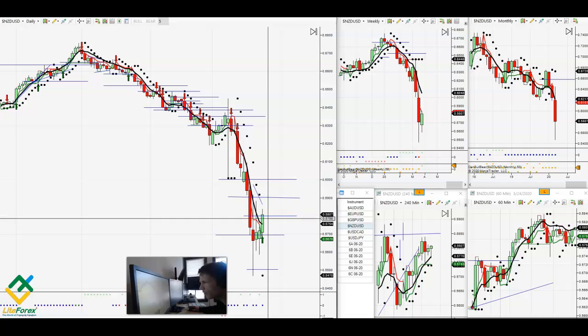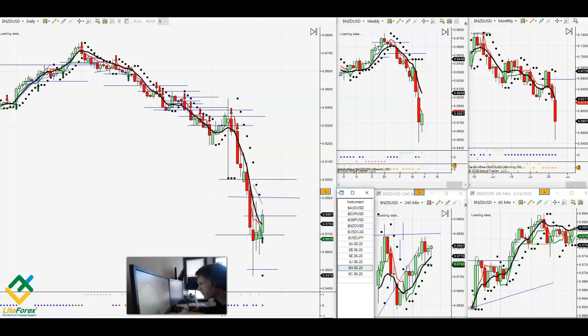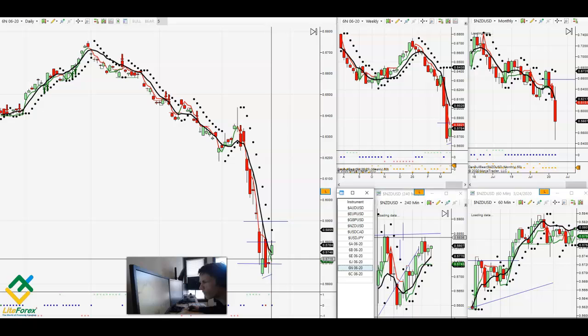So we need to continue to hold 58, break above 59. It does look like there's more upside though on the New Zealand USD. The lower time frames are looking that way as well.